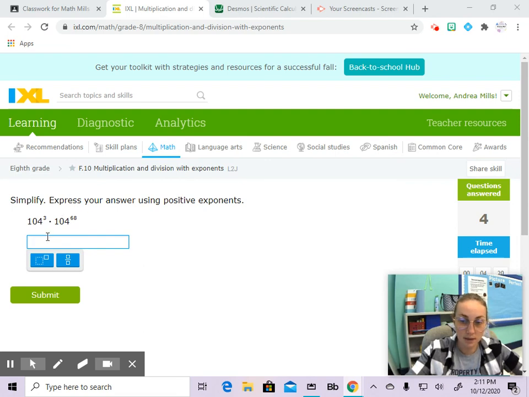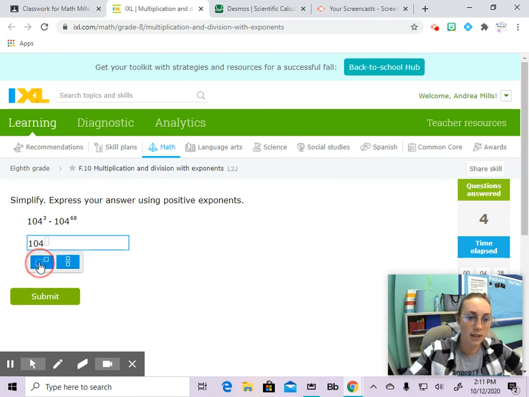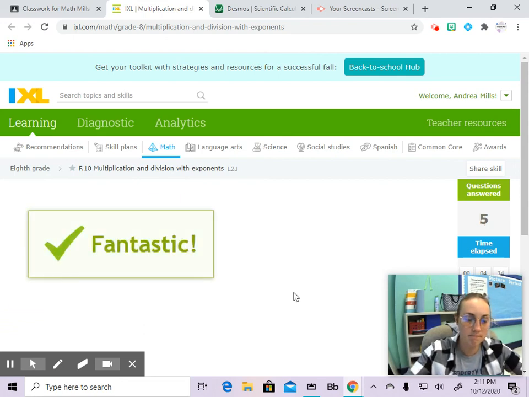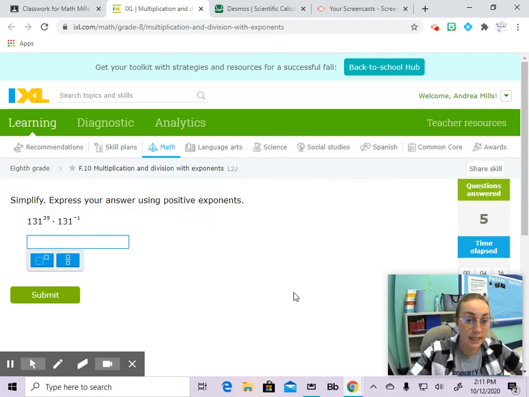So this again is going to be a multiplication problem, so we just have to add the exponents. We're going to hit this. 68 plus 3 is going to be 71. So that's going to be our exponent. They did it again. So this is going to be 131. The exponent is going to be 39 plus negative 1. So that would be the same as 39 minus 1. So this is going to be an exponent of 38.